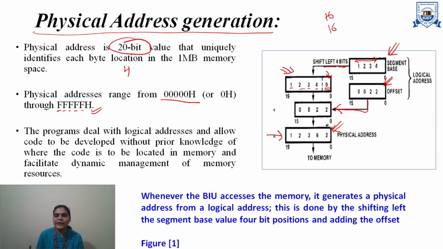This address is calculated with the help of the segment base address and the offset, where the segment base address will be shifted 4 bits and a 0 will be padded at the right. And now we will add the offset to this shifted result. Then we will have a physical address. In this way, we can convert any logical address into the physical address.